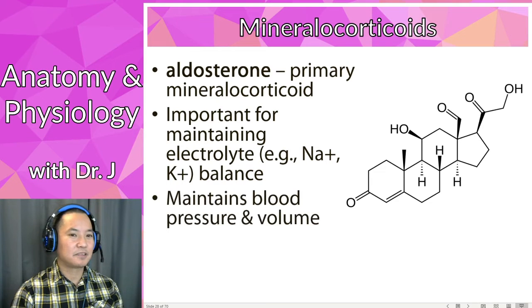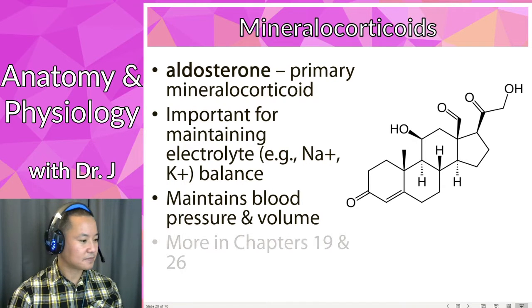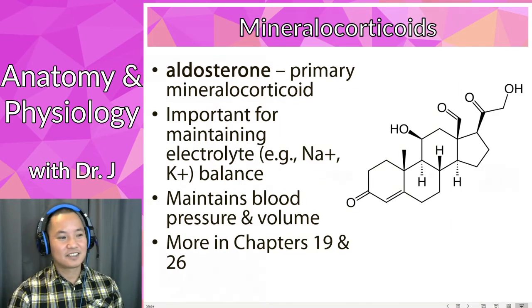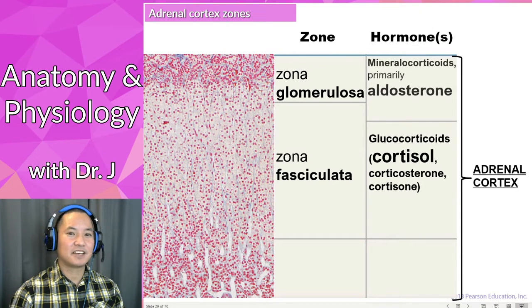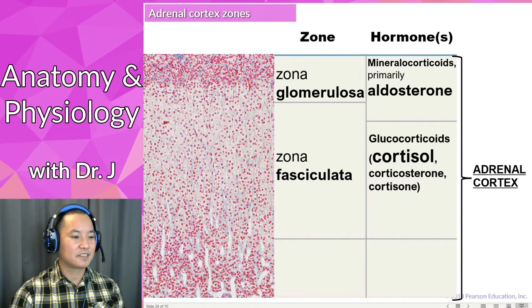Now we will cover this more in future chapters, but I'm just giving you surface level for now, starting off easy. It's very important to maintain your blood pressure and volume, and it actually works with many other hormones that regulate your blood pressure and how much blood and fluids you have in your body. So it's very important in that overall. We'll cover this more in detail in future chapters, but start off simple for now. So yeah, cortisol by the fasciculata, and then we have aldosterone, which are part of a family of hormones we call mineralocorticoids, in the zona glomerulosa.